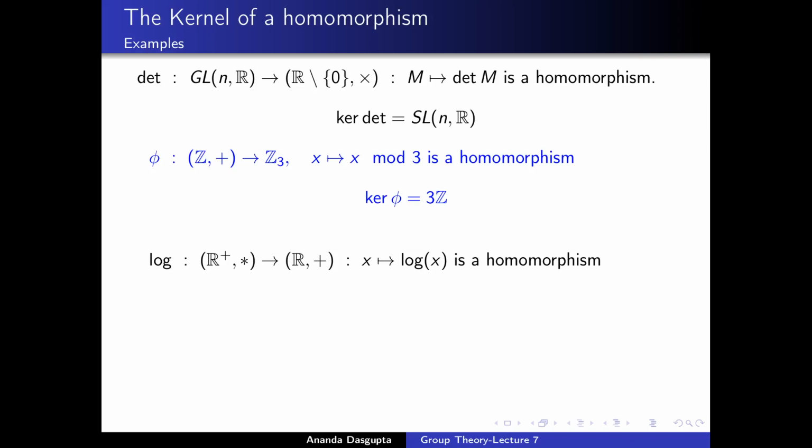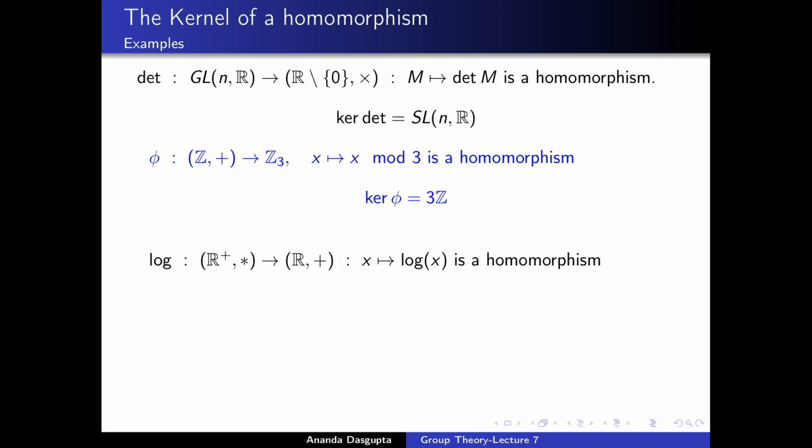It's a map which takes every positive number in R+ and maps it onto log of that number. And that this is a homomorphism is simply a way of restating the standard property of logarithms, that log of x1 times x2 is log x1 plus log x2.